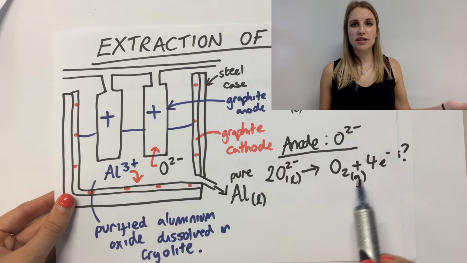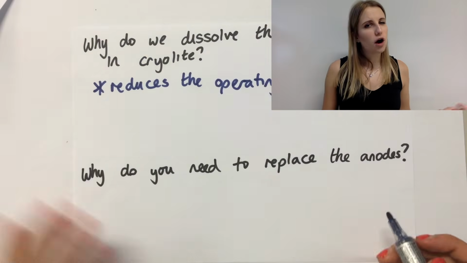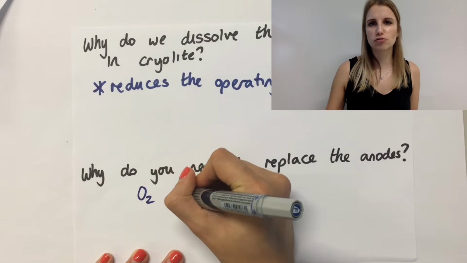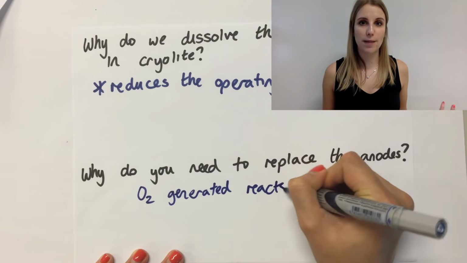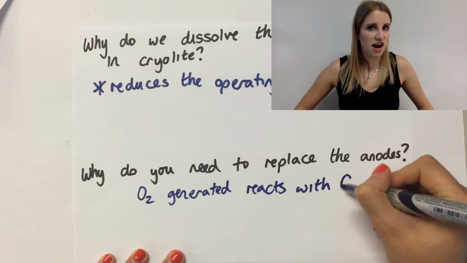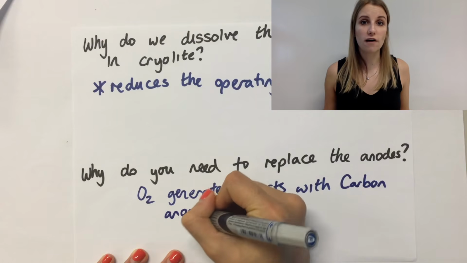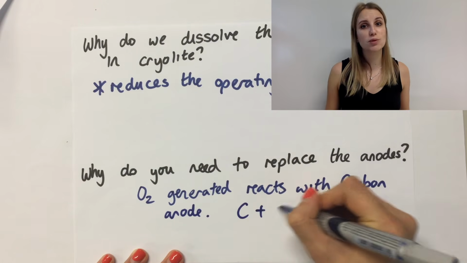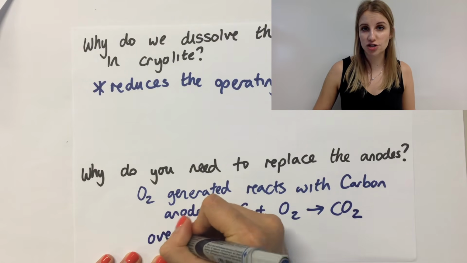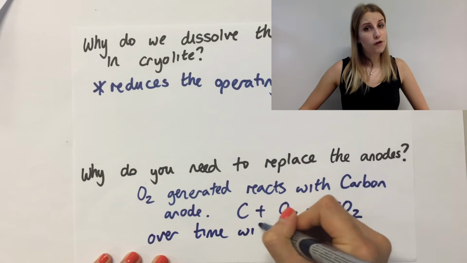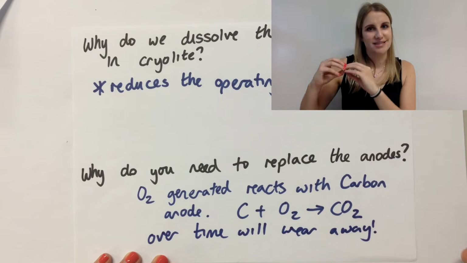Now, at the anodes, we talked about how oxygen is generated at those anodes, but what you might not have spotted is that the anodes were made of graphite, and graphite is carbon. Now, we were talking in the previous question about how this machine is at about 900 degrees centigrade, that is really hot, and actually it's hot enough for the oxygen gas to react with the carbon in the electrode. So what happens is the carbon reacts with the oxygen to make CO2. So over a period of time, that means that those anodes will wear away a bit at a time.